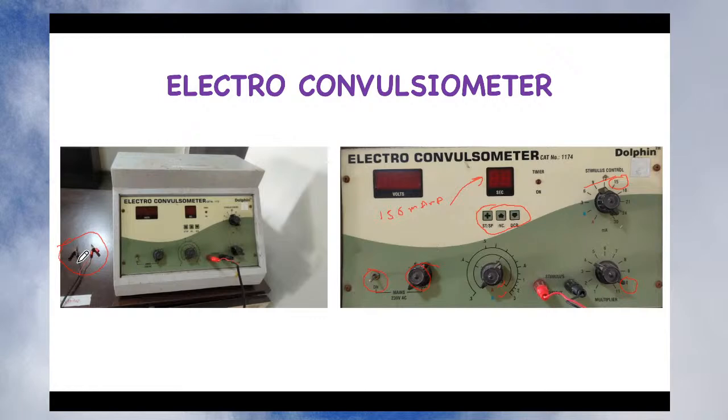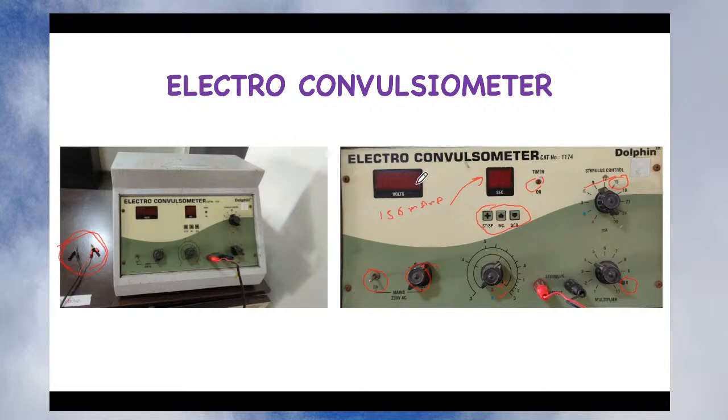The moment you apply the ear pinna electrode on the animal's ear pinna, what you can do next is switch this on. The moment you switch on, it will show the current, it will blink this light, and this light remains only for the 2 seconds.